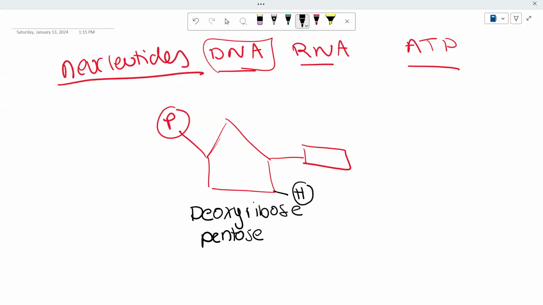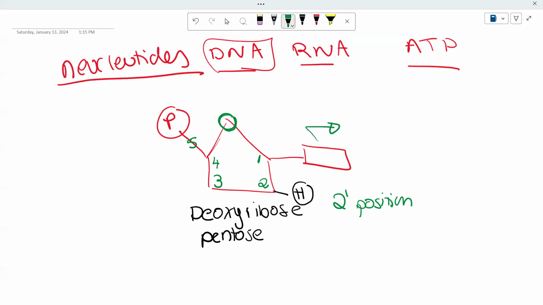Now let's label the carbon atoms so we don't get confused. You have an oxygen here. This is carbon 1, this is carbon 2, this is carbon 3, this is carbon 4, and carbon number 5 is outside the ring. Carbon number 2, you always look at carbon number 2, or we call it the 2' position.